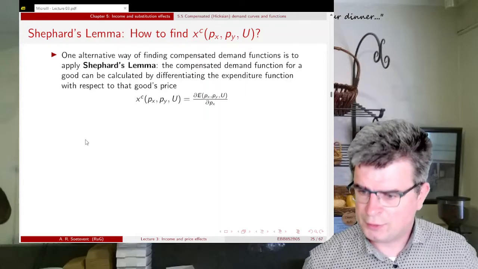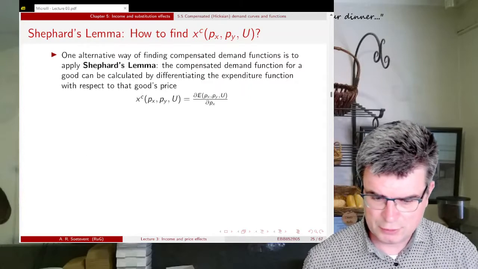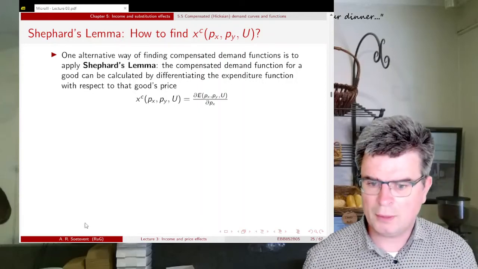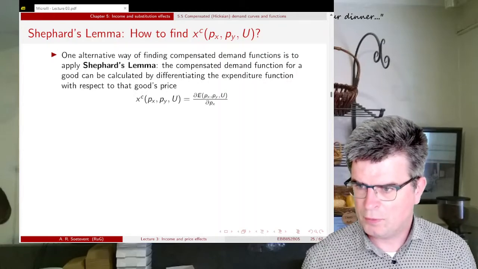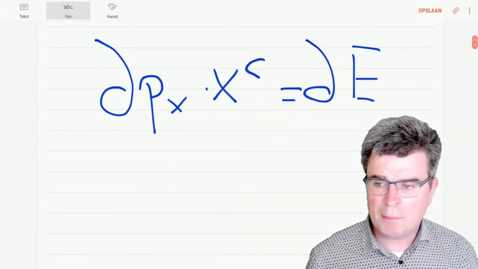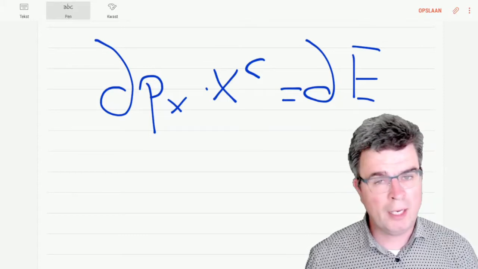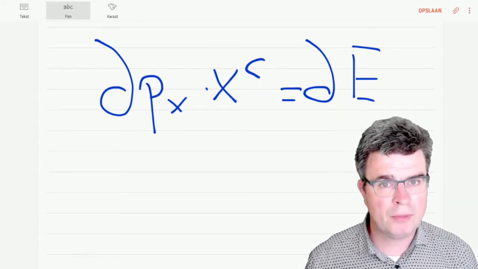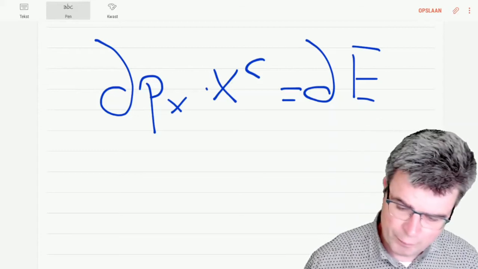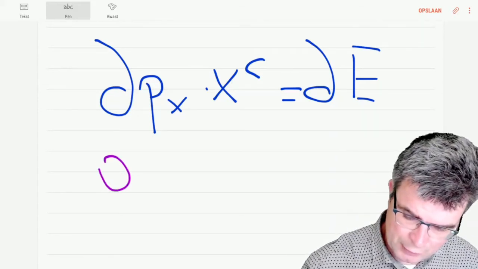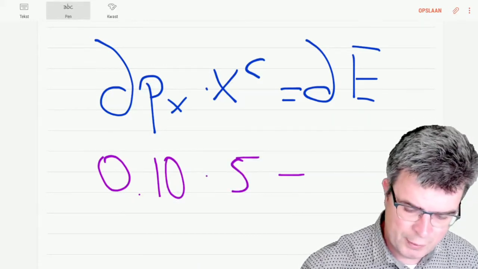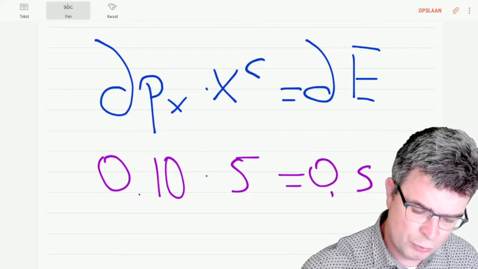Now, the intuition for this is as follows, and maybe it's best if I just write it on my tablet. So suppose that I currently buy 5 units of ice cream, and that the price of an ice cream increases by, say, 10 cents. How will that change my total expenditure? Well, given that the price of ice cream changes by 10 cents, and I currently buy 5 units of ice cream, my total change in expenditures is equal to 50 cents.